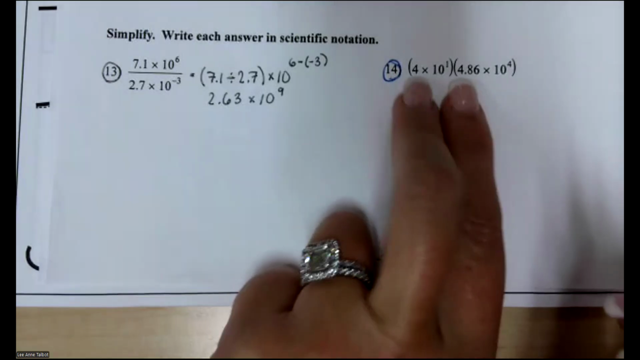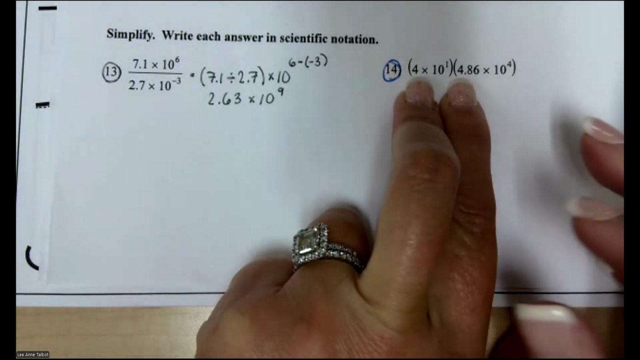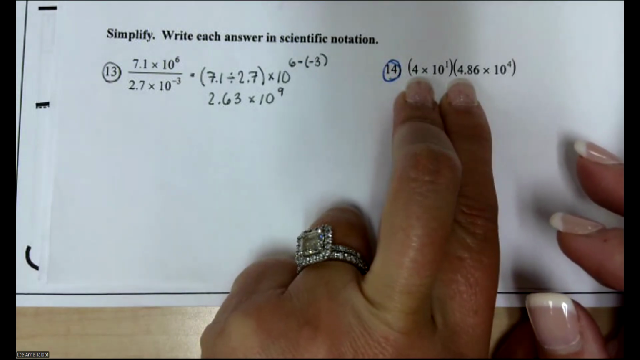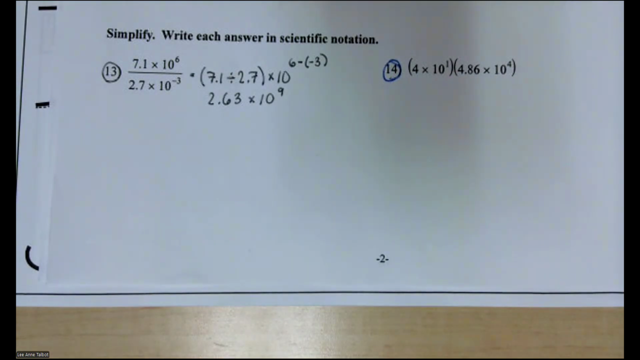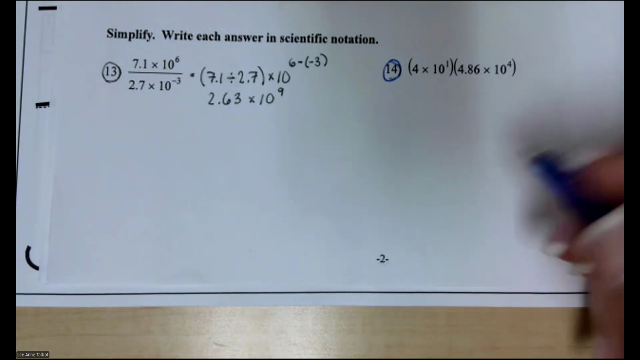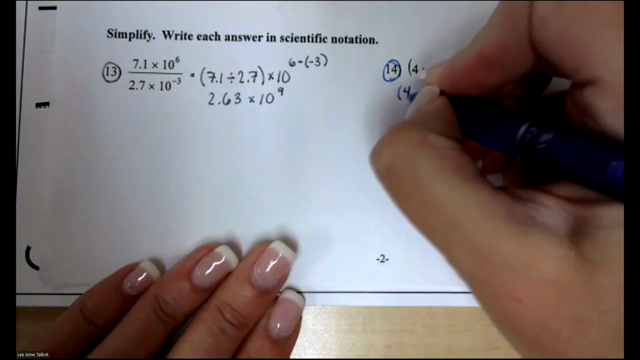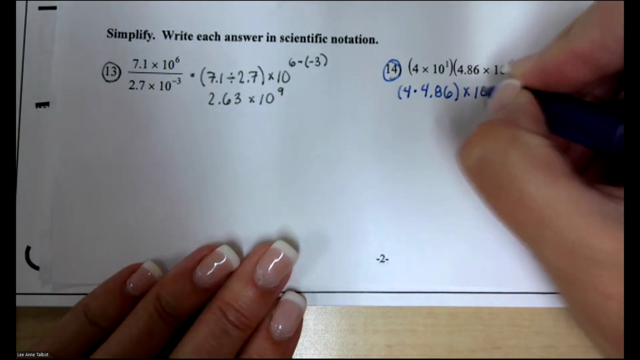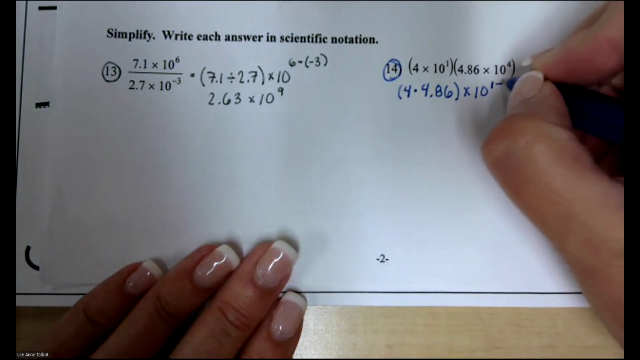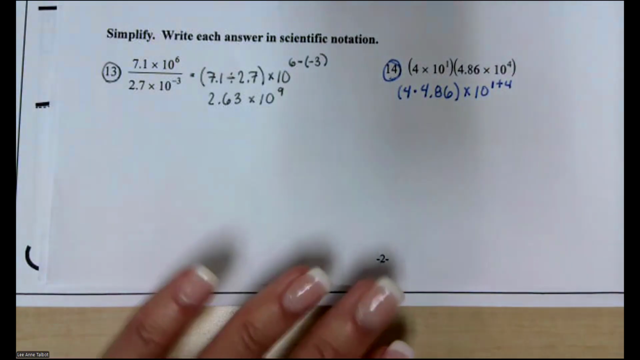Okay, so this is a multiplication problem, and you can tell it's a multiplication problem because the two parentheses are right next to each other, which means that you multiply the numbers in front and add the exponents. So I'm going to say 4 times 4.86 times 10, and then add the exponents.